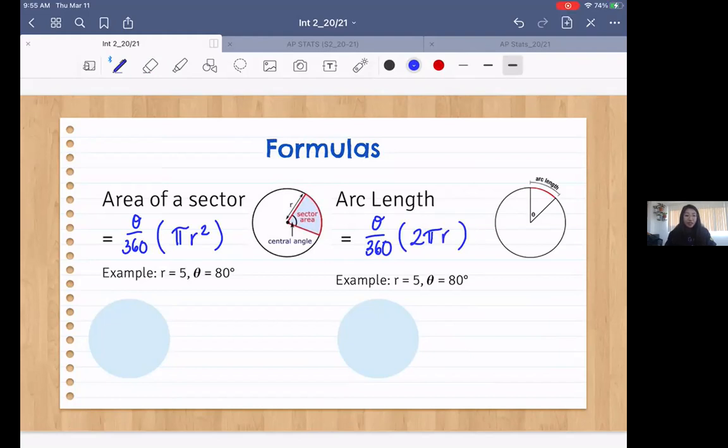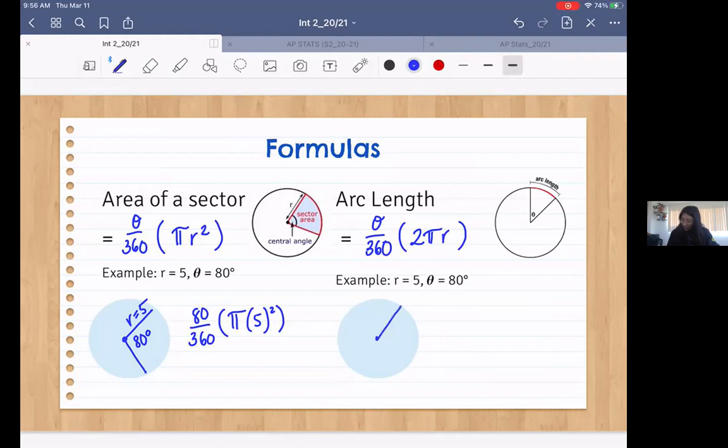So there are 2 examples here. My first example is I have a radius of 5 and an angle of 80 degrees. So let me just draw this out so that you guys have an idea of what that looks like. So let's pretend this is like 80 degrees and then our radius here is 5. So if I want to just input these values into the formula, what I would get is 80 over 360 times the circle, which is pi 5 squared. And then I'm going to solve for this.